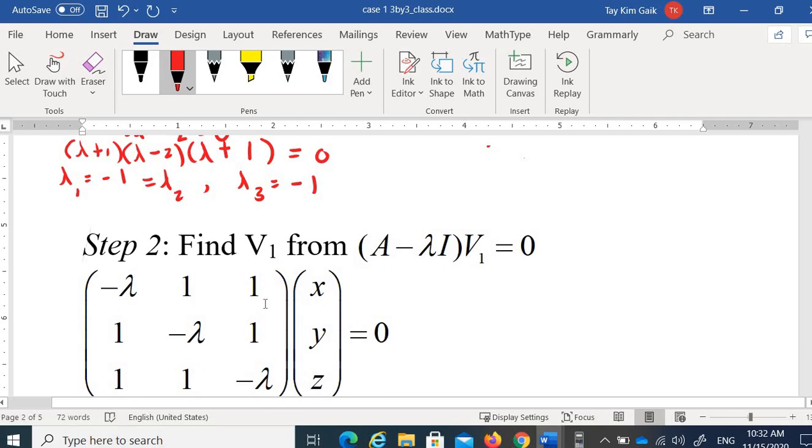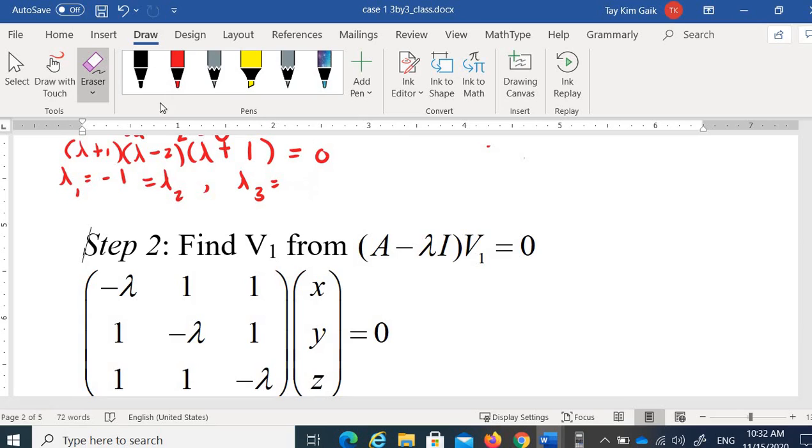Okay, to find the first eigenvector, we take lambda 3, which in this case is 2. Let the smaller eigenvalue be a smaller value, so we have lambda 1 equal to lambda 2 equal to negative 1. Then we are going to find V1 from the homogeneous system (A minus lambda I) V1 equal to 0.